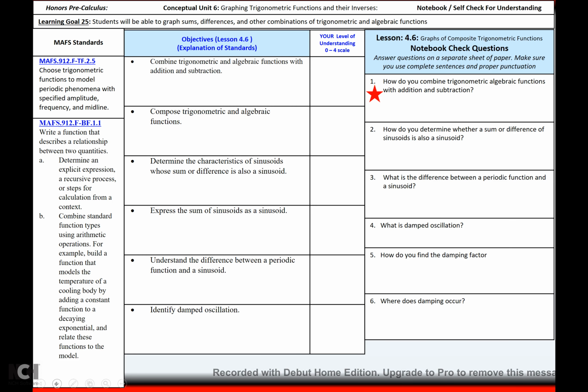Alright, so how do you combine trigonometric and algebraic functions with addition and subtraction? You don't really combine them, but you do it graphically. Like if you combine a sine x plus a line, this would be a sine wave plus a line, so on and so forth. And then you just graph it and determine from there.